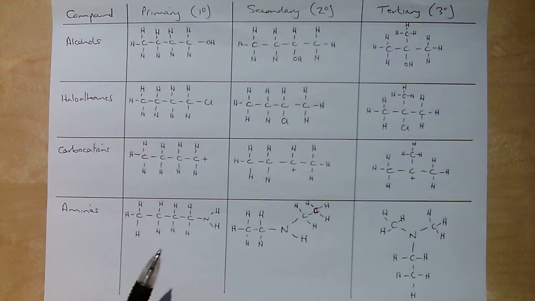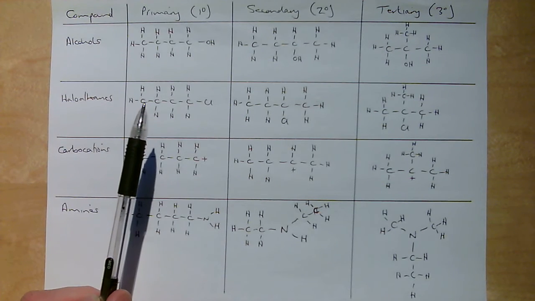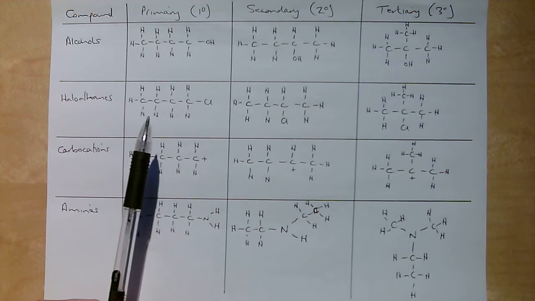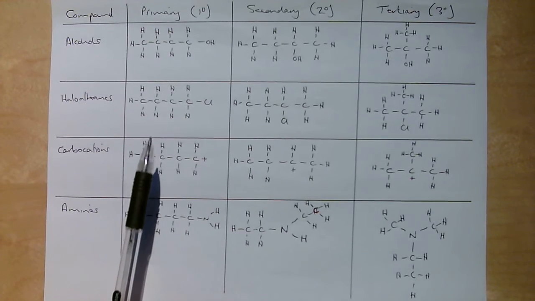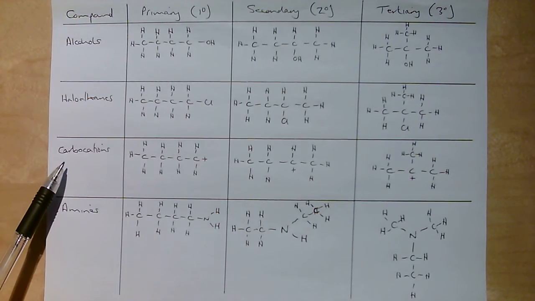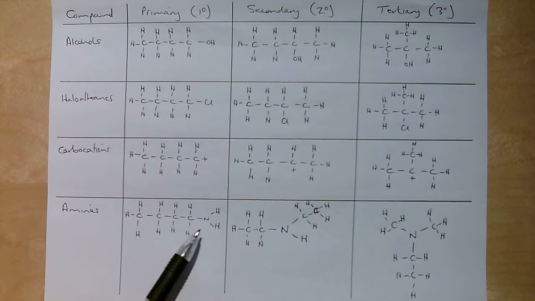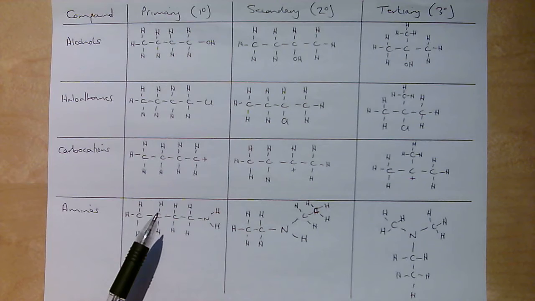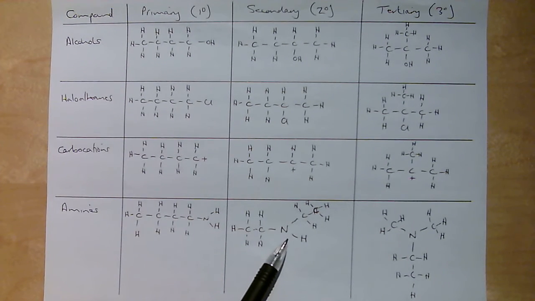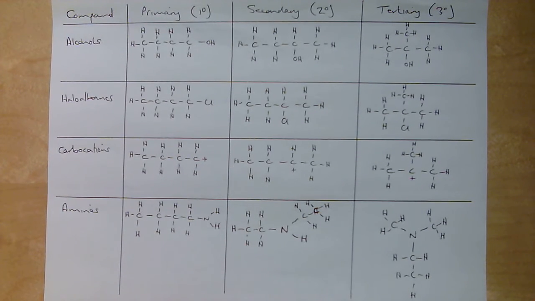So in summary, if you want a really quick way of doing this, to identify primary compounds, you look at the group next to the functional group in the case of alcohols, haloalkanes and carbocations. In the case of amines, you just look at the N. For primary compounds, this species is attached to two H's. For secondary compounds, this species is attached to one H, and for tertiary compounds, the species is attached to no H's.